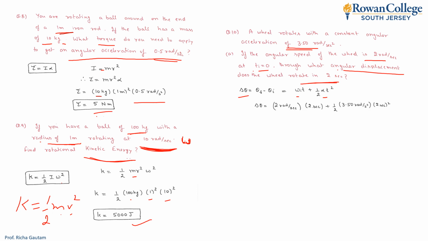Just plug in these numbers. Delta theta we need to find, omega i we have 2 radians per second, time we have 2 seconds, half of alpha is 3.50 radians per second square, and t is again 2 seconds. So you will get delta theta equals 11 radians.